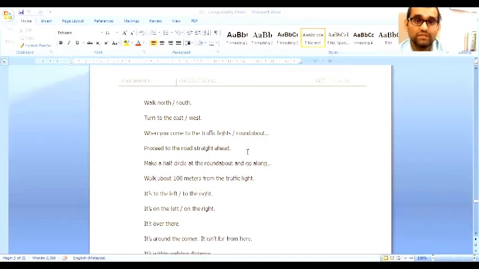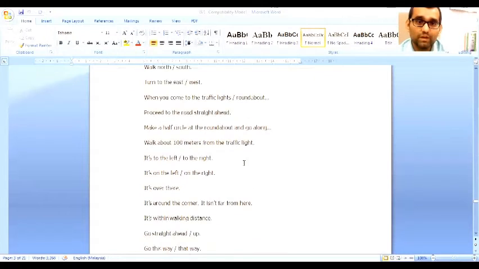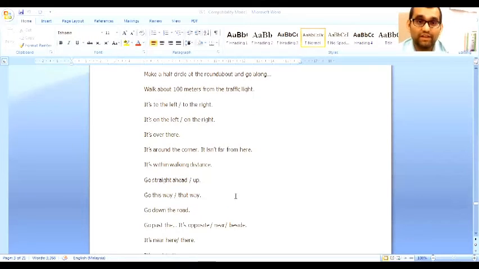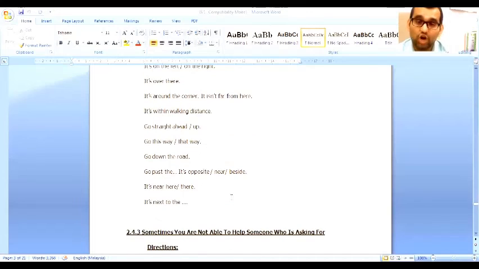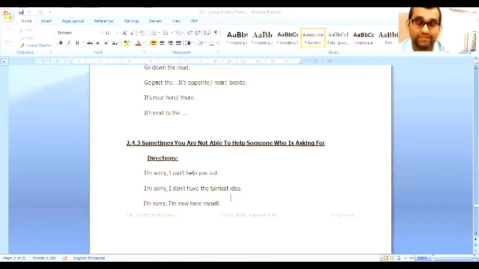Okay, normally people will say walk north, south, turn to the east, west. You can use that, not a problem. But you have to remember when you explain, that person must understand. All right? Okay, when you talk about a roundabout, it is very simple. Try to use the clockwise, which is 9 o'clock, 12 o'clock, 3 o'clock, 6 o'clock. You go straight, you see the roundabout, you take your 12 o'clock, for example, right? That's the way. All right, it's over there. It's around the corner. So you can use this type of sentences.